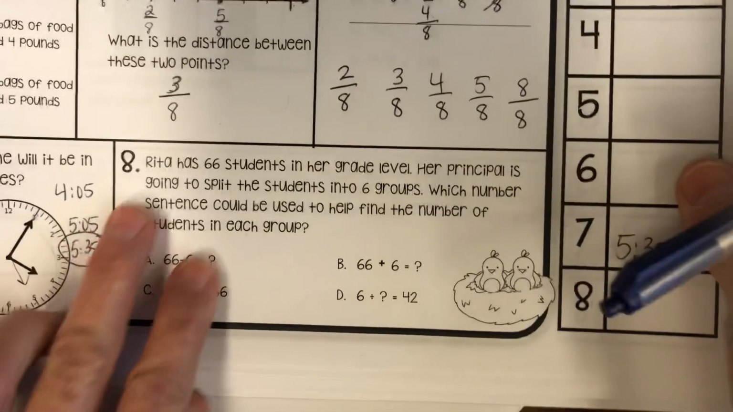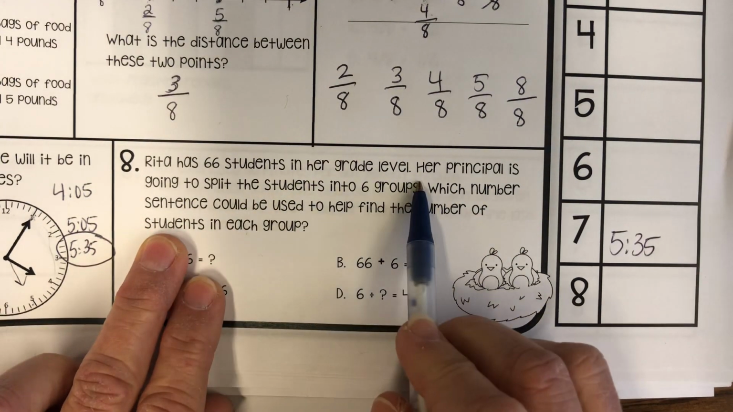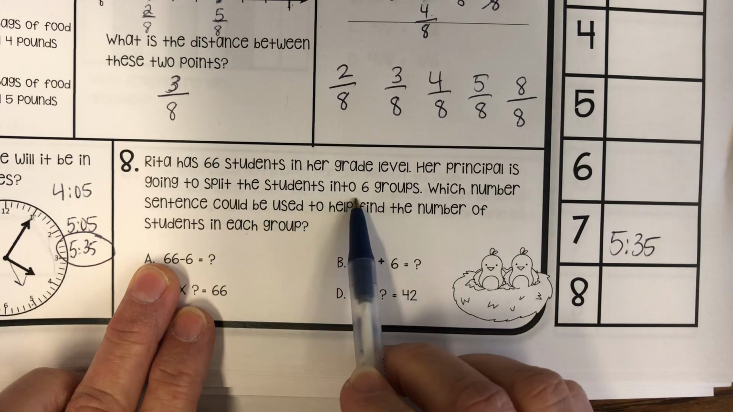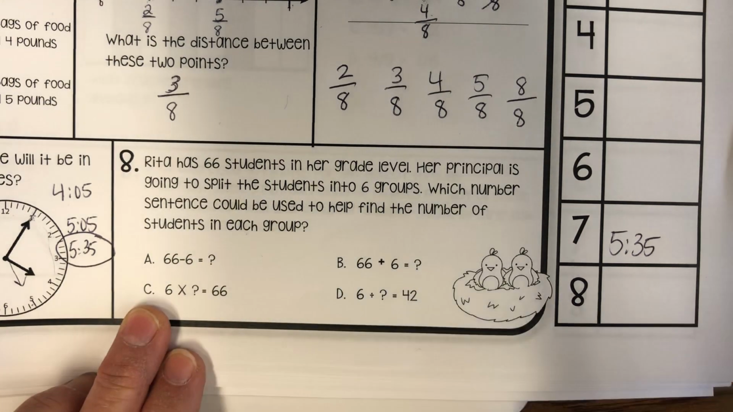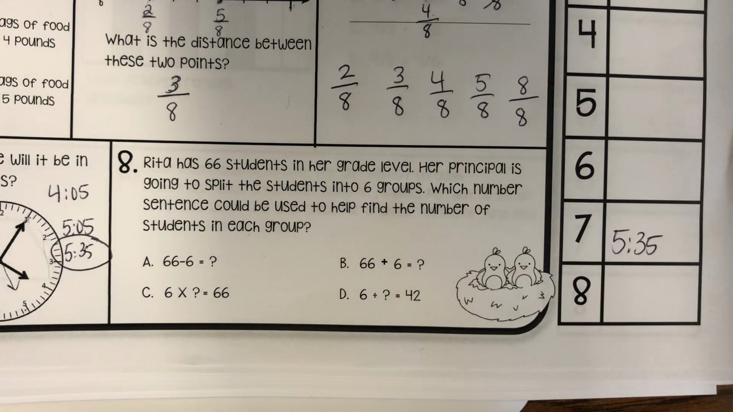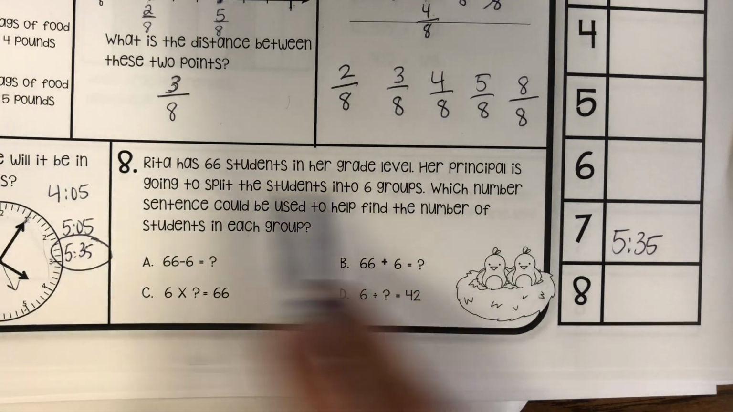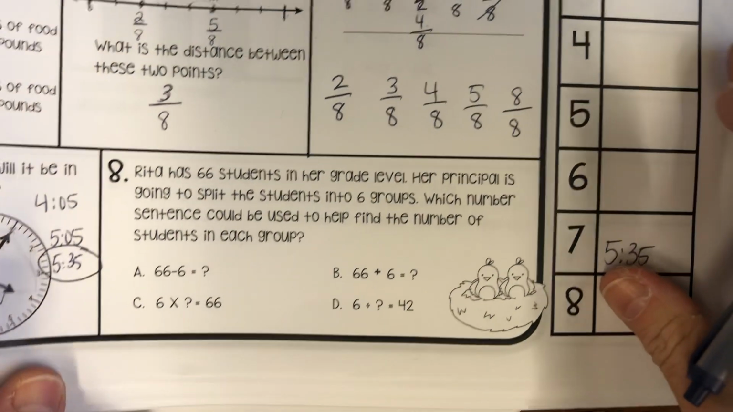But all right, Rita has 66 students in her grade level. Her principal is going to split the students into 6 groups. Which number sentence could be used to help find the number of students? You're going to have to figure out what operation you're going to need to do with that, okay?